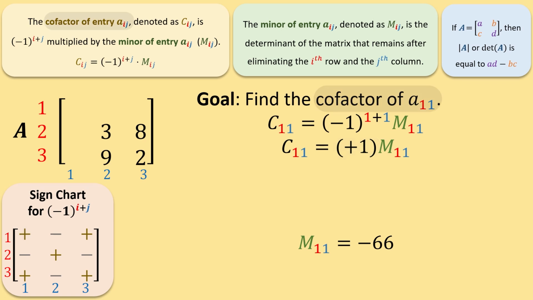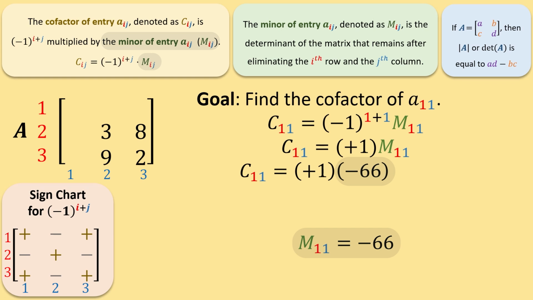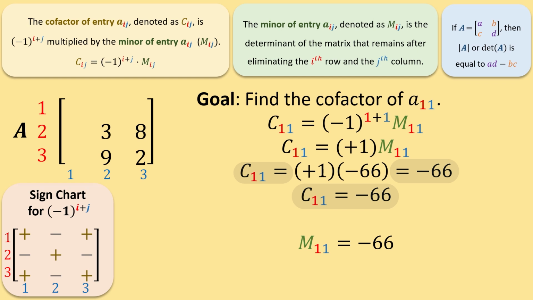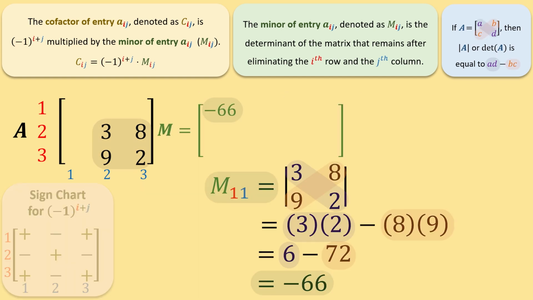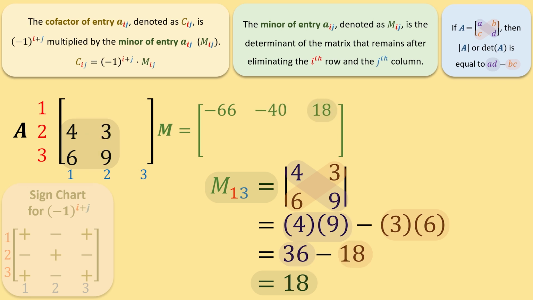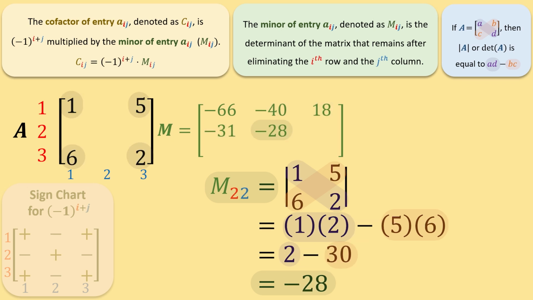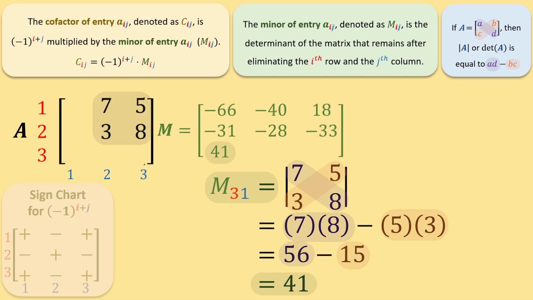The cofactor of a sub 1, 1, capital C sub 1, 1 is equal to +1 times capital M sub 1, 1, which is equal to +1 times -66, which is just -66. Our cofactor capital C sub 1, 1 is equal to -66. Imagine we already calculated the minor for every position in our 3x3 matrix A and placed them in the same position within our minor matrix capital M.